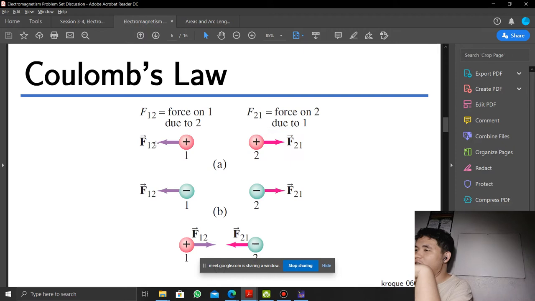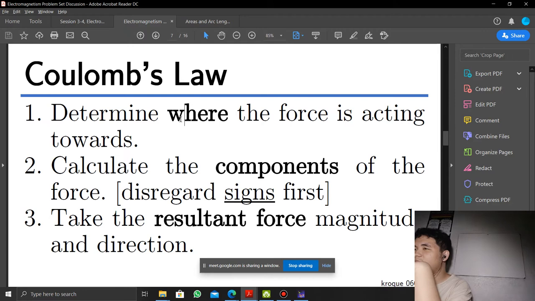Okay? Ayan, as seen here, yung mga alike charges, they repel. And yung mga opposite charges, they attract. Then yung mga steps natin, first, determine where the force is acting on the charge. Then calculate the components. Then lastly, take the resultant force, yung magnitude and yung kanang direction.